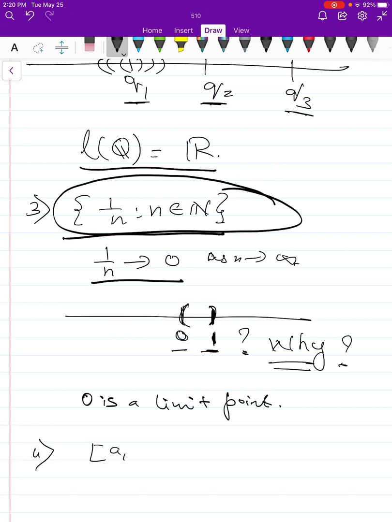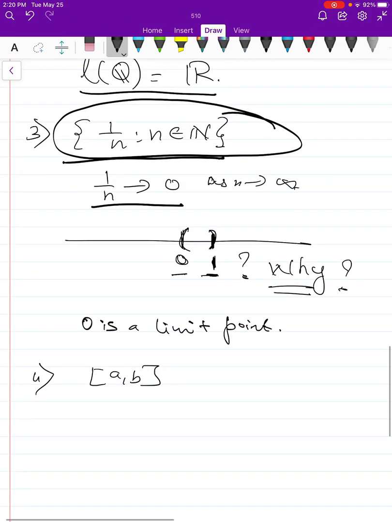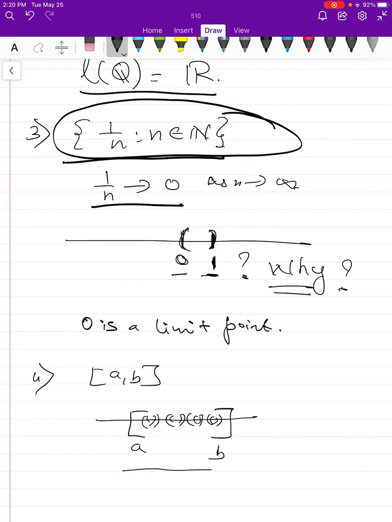Any closed interval a comma b. So again draw a line, include a and b. It is obvious that for every point inside the interval, however small open sets you try to draw, you will definitely include points of this set inside that open interval. So what we should worry about is the endpoints, correct?